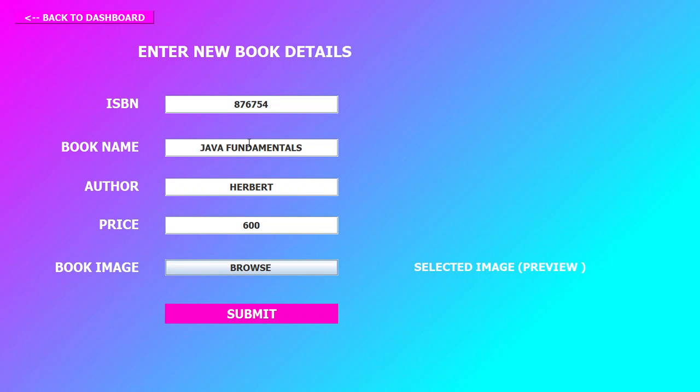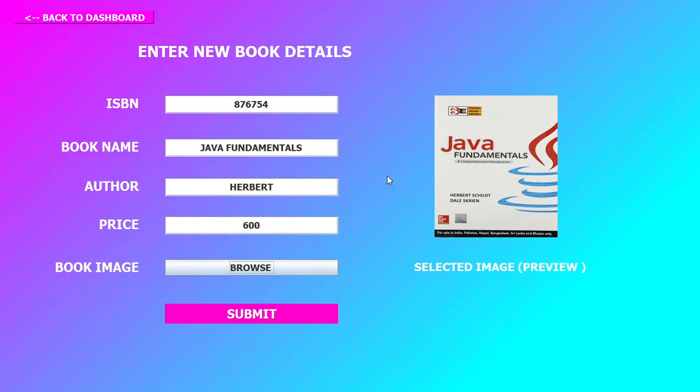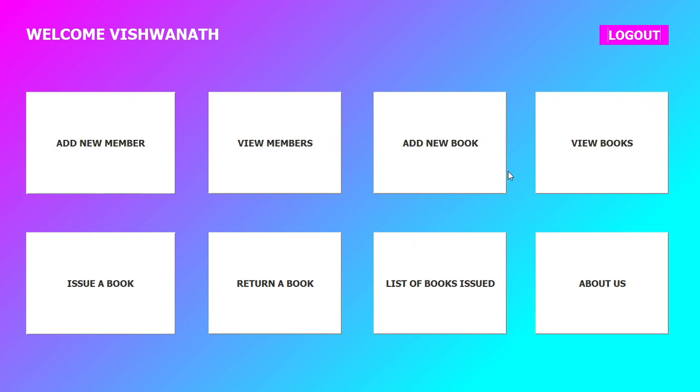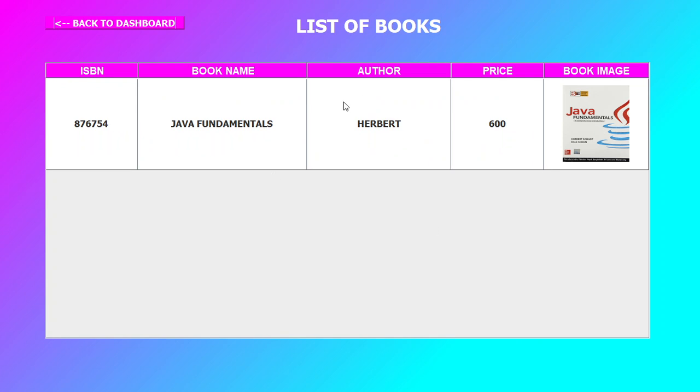Then we need to select the image. This is the image of the Java Fundamentals book. After clicking on the submit button, the data will be inserted into the database. Now let's check if the book has been added to the library management system or not. When you click on view books, which shows the list of all books available in the database, here we can see that in this library management system, the Java Fundamentals book has been added successfully. Here is the image of this book, and here is the ISBN number, price, author, Java Fundamentals.